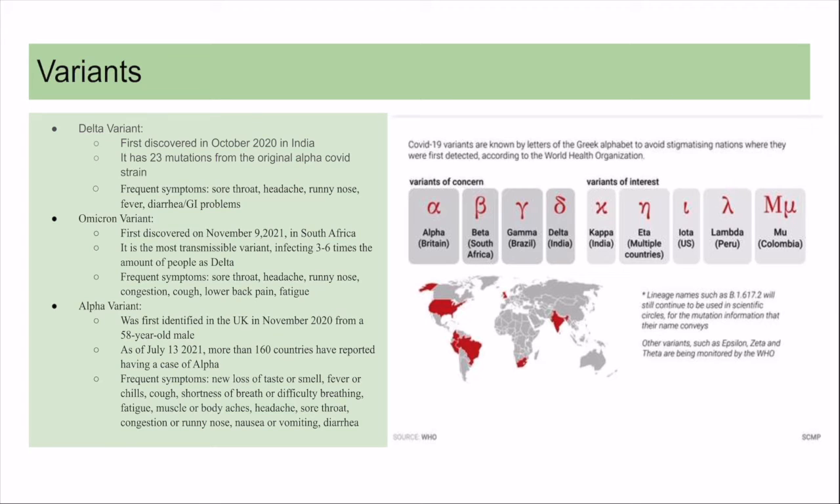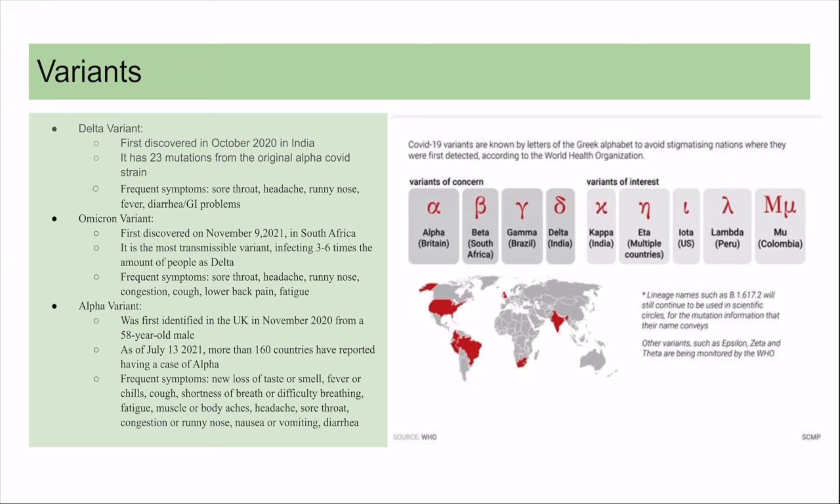So now for the variants, we have the Delta variant, which was first discovered in October of 2020 in India, and it has 23 mutations from the original Alpha COVID strain. And then we have the Omicron variant, which was first discovered in November of 2021 in South Africa. And as we know, this is the most transmissible variant, infecting 3 to 6 times the amount of people as Delta. And the symptoms of these are pretty much the same.